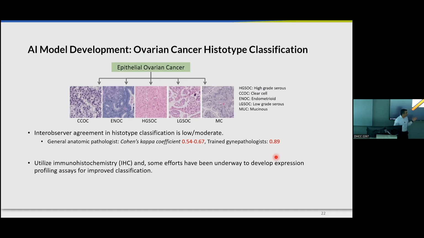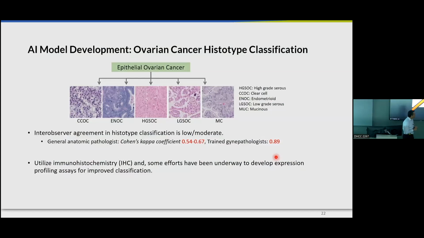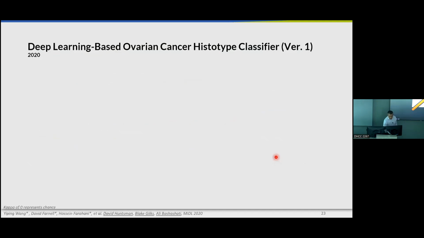Gyne pathologist experts, the agreement is pretty high, 0.89. So kappa of 0 means basically no agreement. For that reason, in the clinic, people rely on immunohistochemistry assays, and there's also been some work on using gene expression assays to make better diagnoses for the subtypes. So we asked whether we can build a machine learning model that can do a good job diagnosing the five ovarian cancer histotypes.